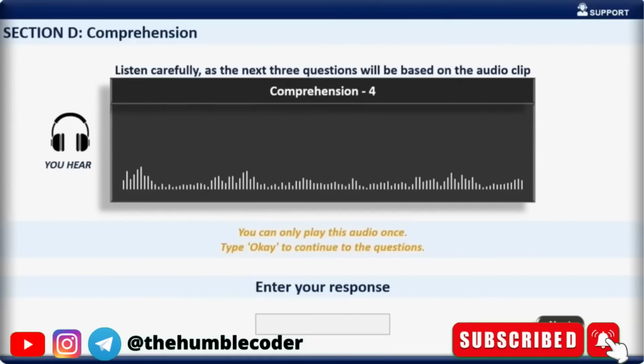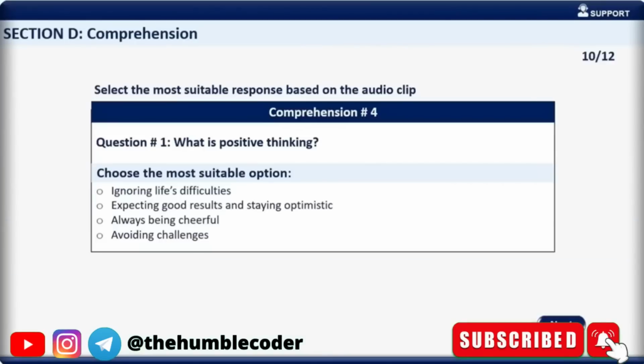So guys, let's see the next 3 questions for it. The first question is, what is positive thinking? The options that we have are: ignoring life decisions; difficulties; expecting good results and staying optimistic; always being cheerful, avoiding challenges. So the correct answer for this question is going to be expecting good results and staying optimistic.